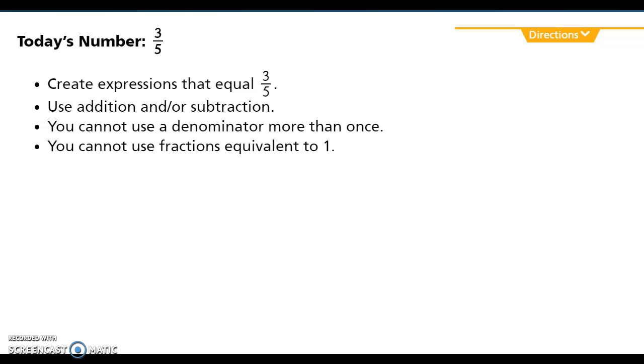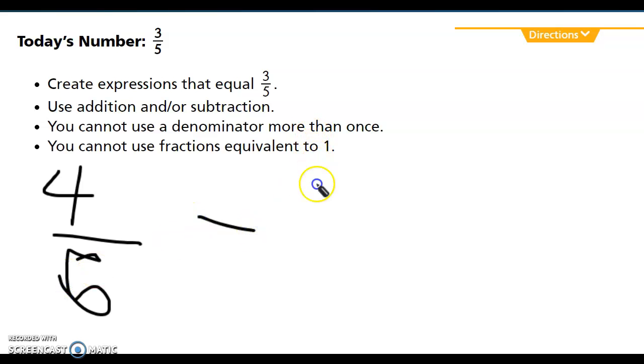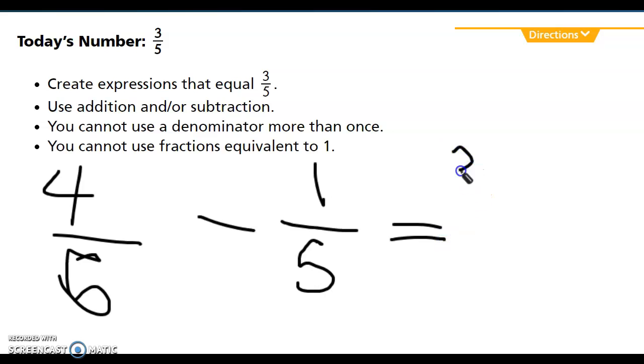All right, mathematicians, I hope you created some expressions. Maybe try to aim for 5 that equal 3/5. One example is 4/5 minus 1/5. See if I can do it. 4/5 minus 1/5. That would get me to 3/5. Give me a thumbs up if you were able to make that.